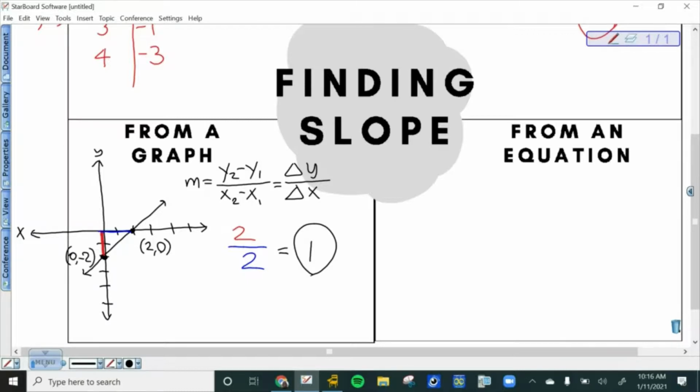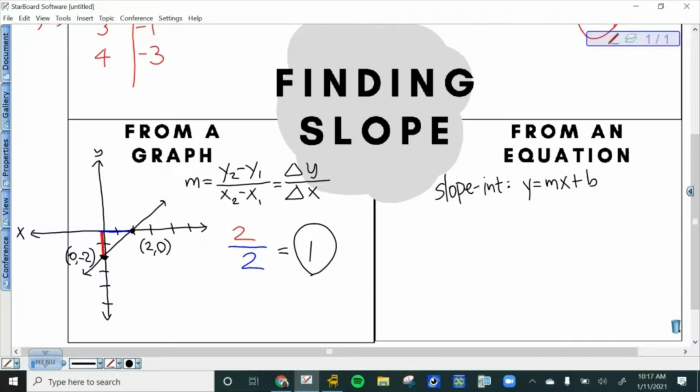All right. Now from an equation, different forms of equations are going to require us to do different things, or to look in different places. So let's first take a look at slope-intercept form. Can someone tell me what the formula is for slope-intercept? Yeah, it's y equals mx plus b. We're going to go over these a little bit more later this week.